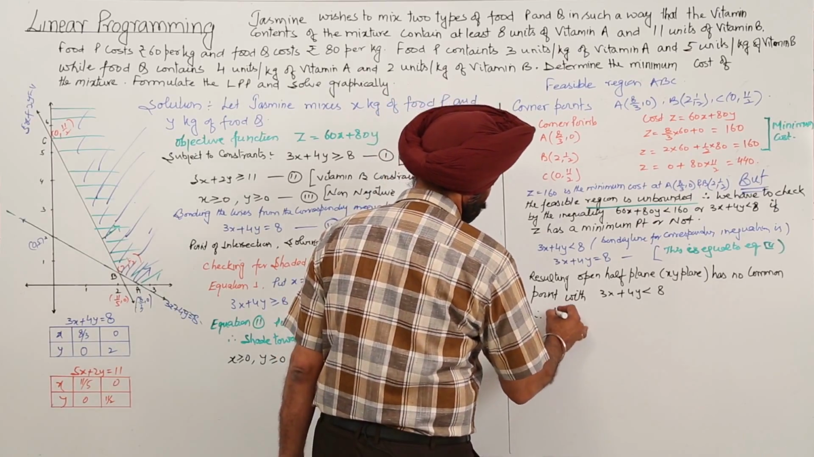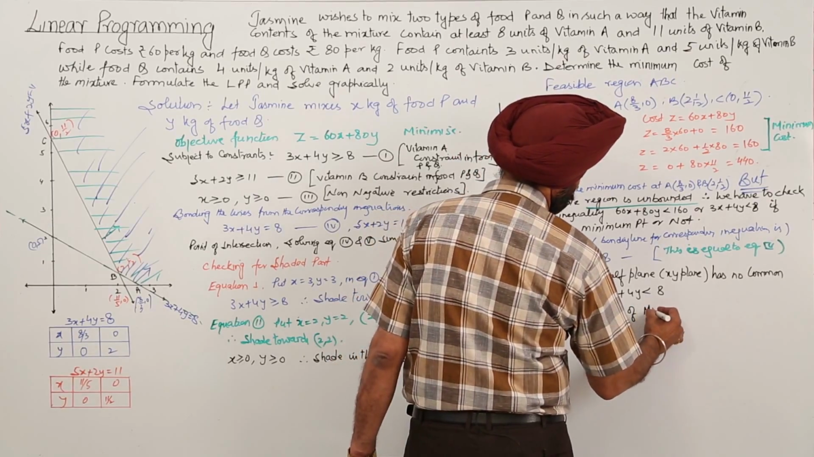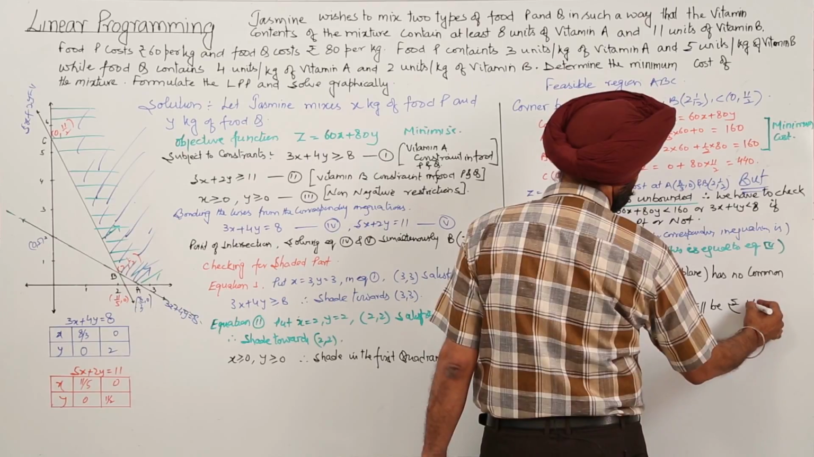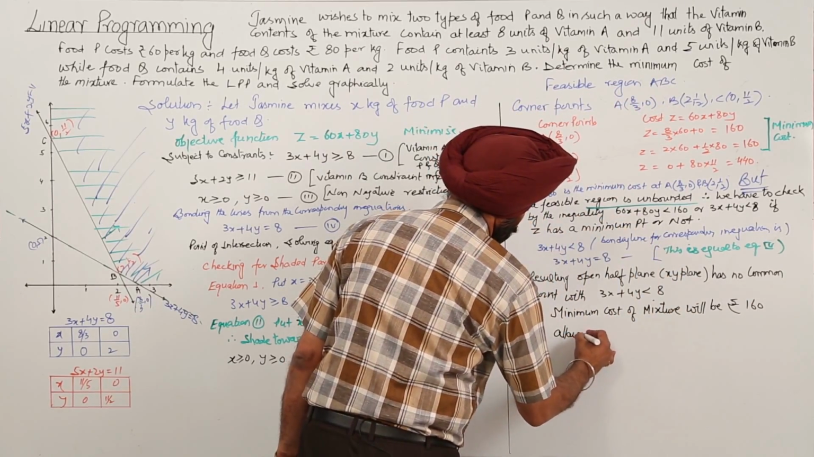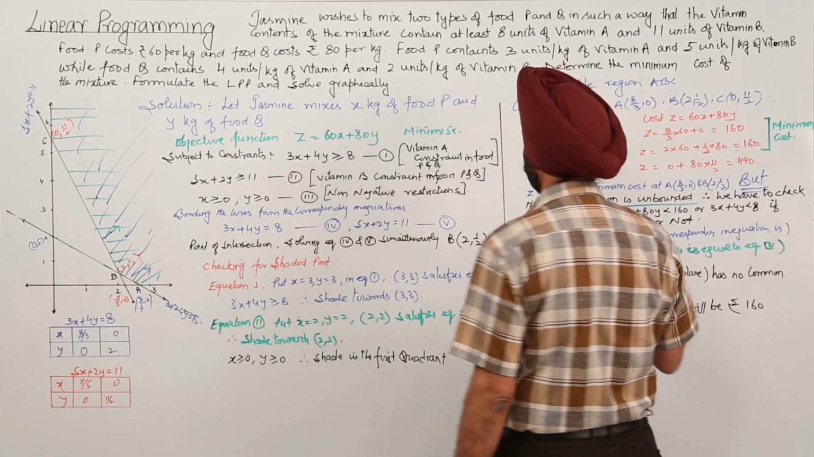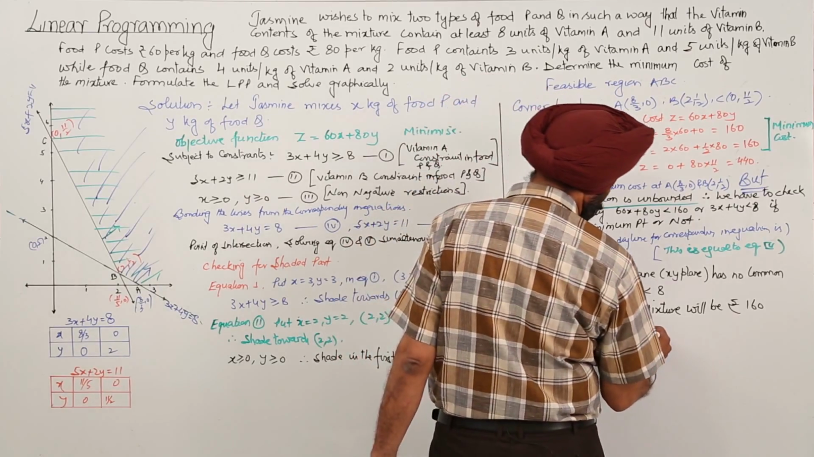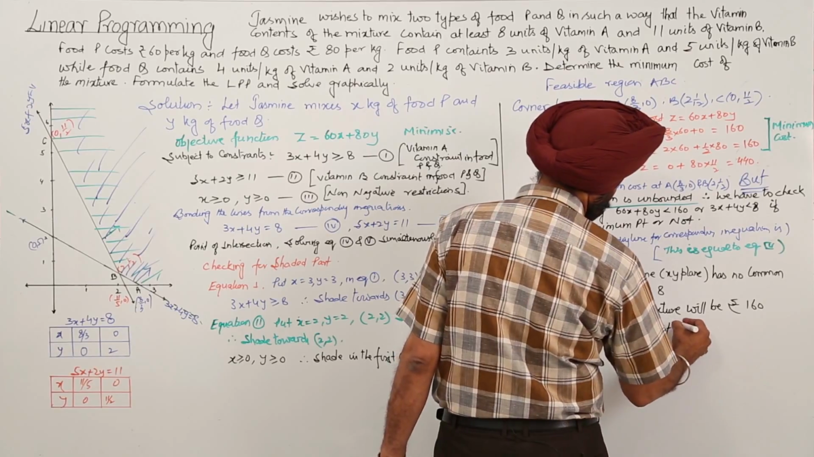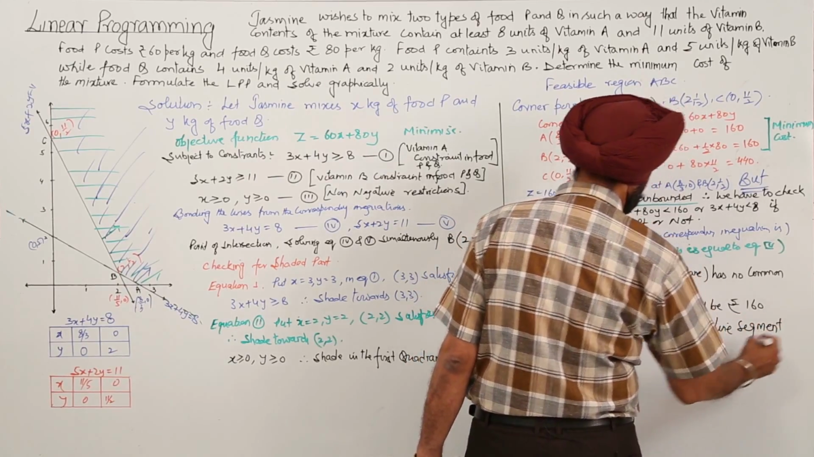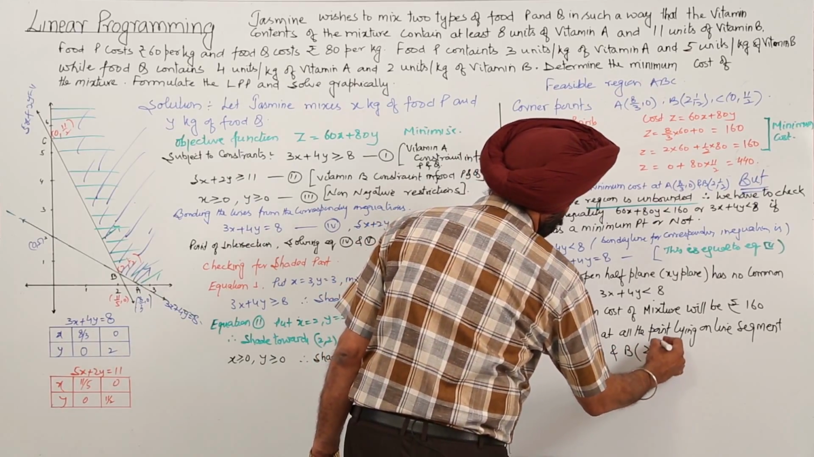Therefore, the minimum cost of mixture will be rupees 160, attained at all, because we are having two minimum points A and B. Okay, so the minimum cost of mixture will be rupees 160 attained at all the points lying on the line segment A with 8 by 3 comma 0 and B with 2 comma 1 by 2.